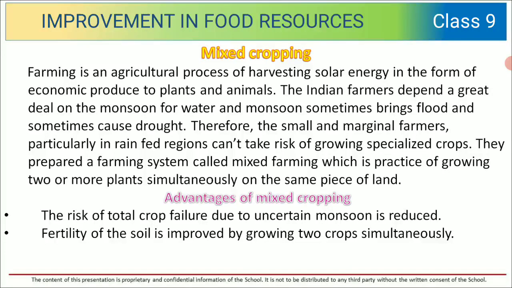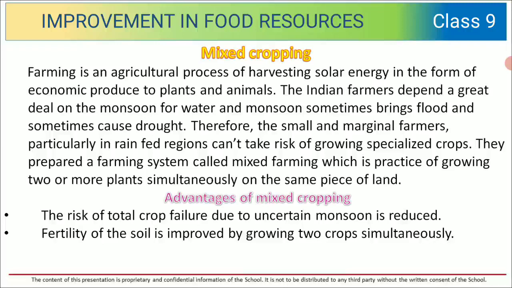What is mixed cropping? Farming is an agricultural process of harvesting solar energy in the form of economic produce for plants and animals. Indian farmers depend a great deal on the monsoon for water, and the monsoon sometimes brings floods and sometimes causes drought.